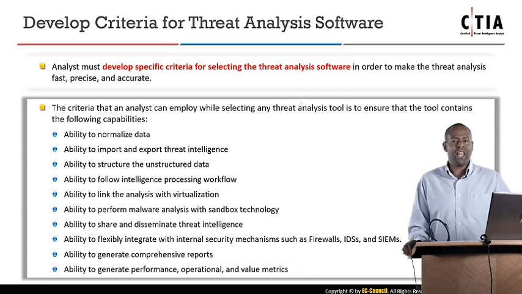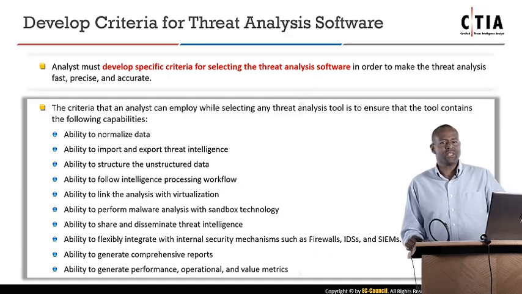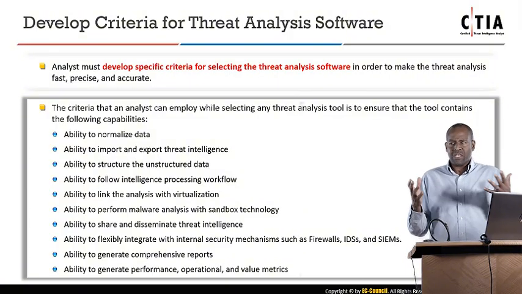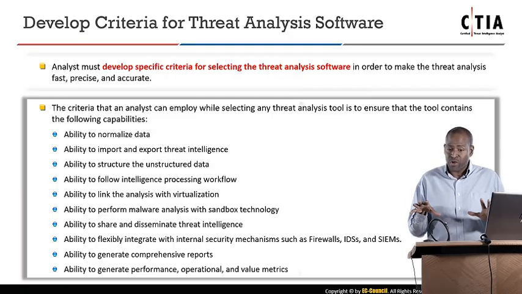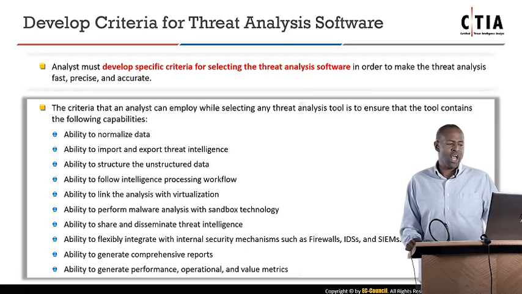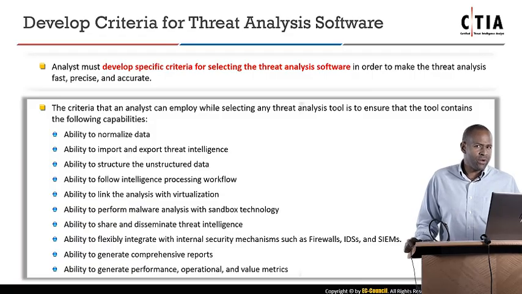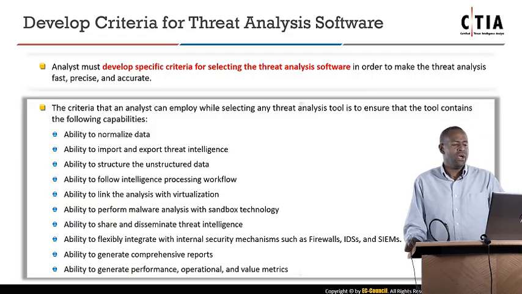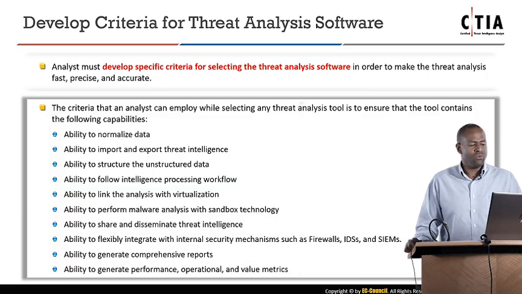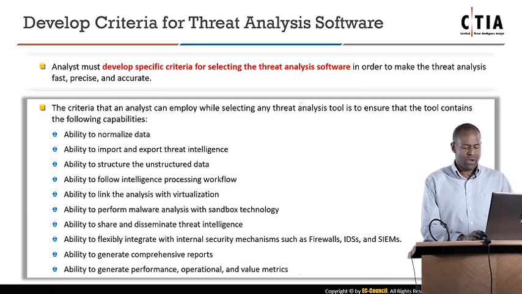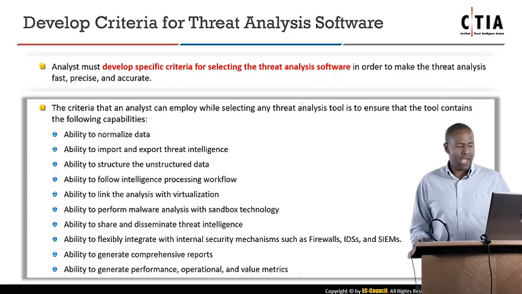Next, we look at developing criteria for threat analysis software. So we talk about automation. We talk about automating your software, selecting SIEMs, and all this is going to assume that you have some type of software or you're searching for some type of software to help you automate. So in order to get the right software, you're going to have to develop specific criteria for selecting the threat analysis software that your organization is going to be using. So what we want to do is make sure that the tool that we choose includes the following capabilities.